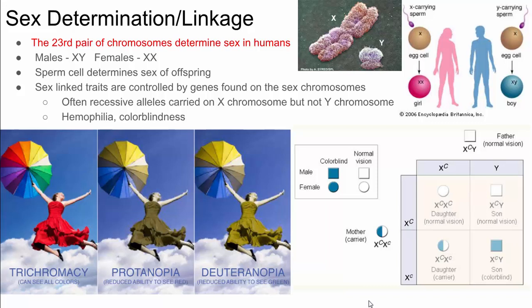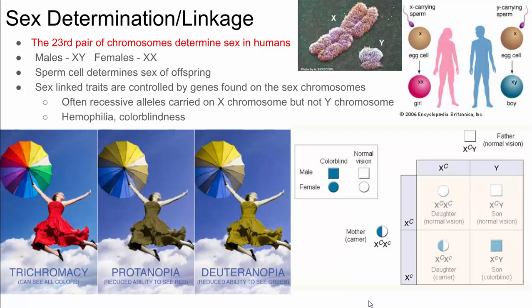So obviously the X and Y are not homologous chromosomes. They don't match up. And this has some repercussions for any traits that are carried on the X chromosome. So males have an X and a Y chromosome. Females have two X chromosomes.